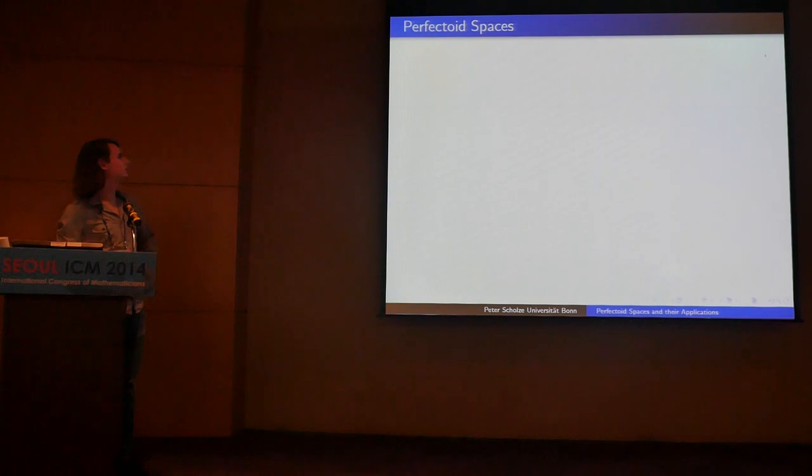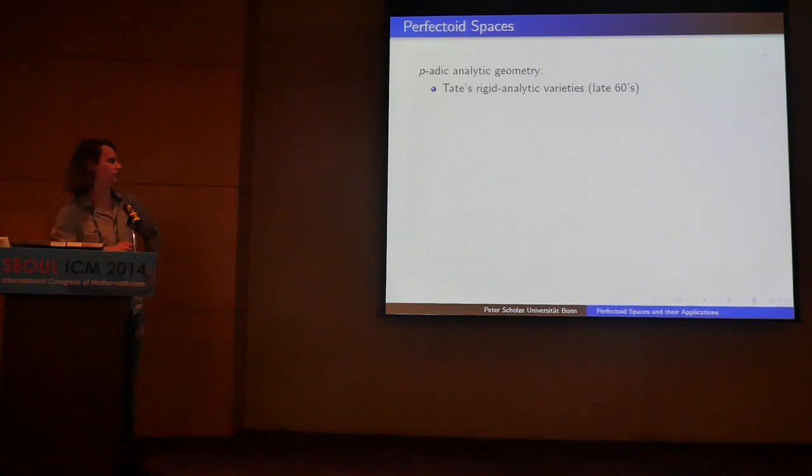Right? And so spaces will be just the spaces where these are the functions on. So we want to do some analytic geometry. And so there are several frameworks that we could use to do analytic geometry. So the first framework was proposed by Tate. It's his rigid analytic varieties. He did this in the late 60s, I think. But they have some strong finiteness assumptions built in, which are certainly not satisfied for these kind of perfectoid algebras I'm interested in. So the perfectoid algebras are essentially never Noetherian, which might cause a lot of trouble.